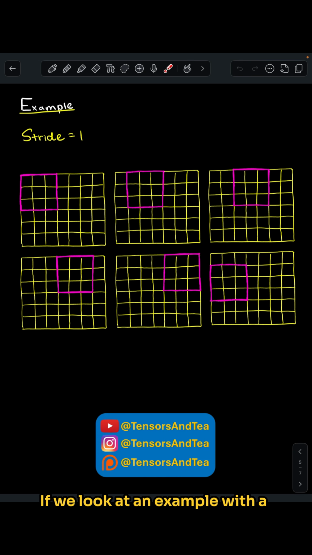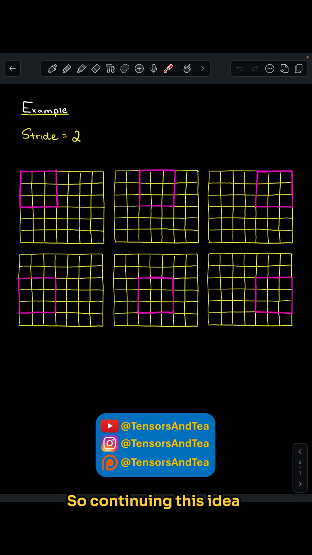If we look at an example with a stride value of 1, we consider this yellow to be our input matrix and the pink to be the kernels that we're sliding through our matrix. So we can see that we start on the far left side, then since our stride is 1, we move it 1 to the right, then another to the right, and then another to the right until we get to the end, and then we move it all the way back to the left and we start over. And then the next one, if we were to continue this, would be to move 1 to the right, which would mean this would be our next matrix.